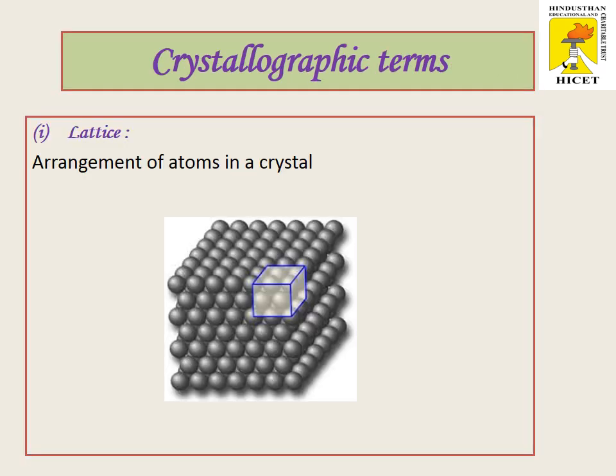Now, let me discuss some of the basic crystallographic terms, because it is helpful to understand the concept of crystal physics. The first definition is lattice. Lattice is nothing but the arrangement of atoms in a crystal, that is, in a material. The arrangement of atoms in a material is called a lattice.